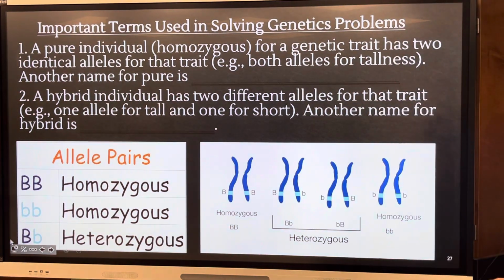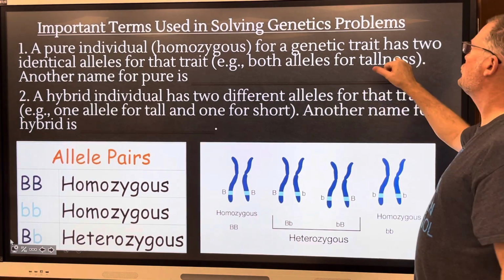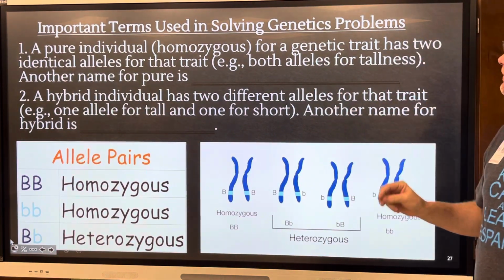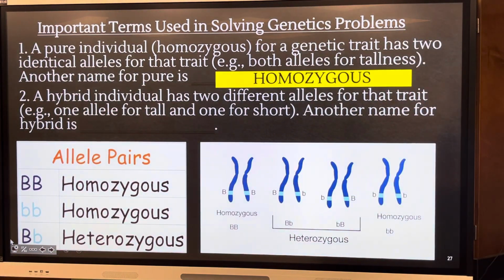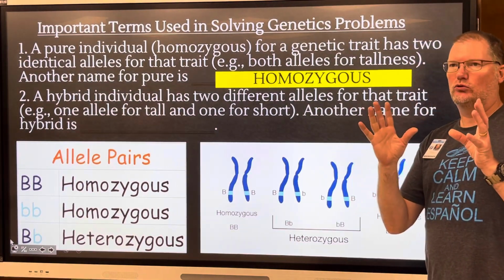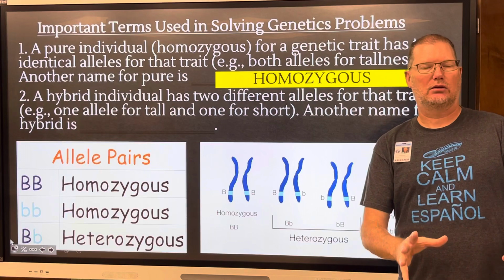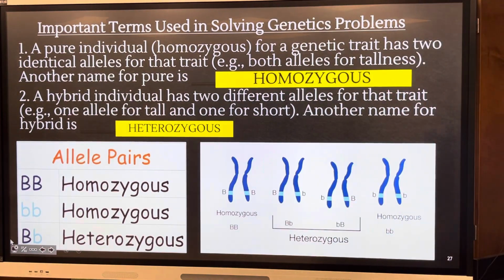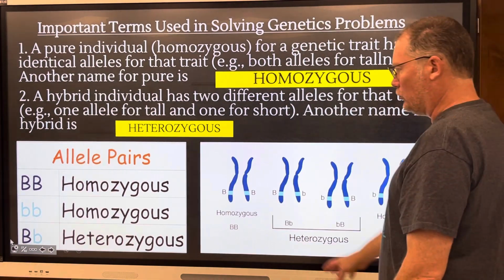A pure individual, homozygous, right? Pure means homozygous. For a genetic trait has two identical alleles, one from mom, one from dad. And that's called homozygous. Again, we touched upon these words last week. So we're just formally defining them now, okay? And the hybrid is called heterozygous. So here are some examples.